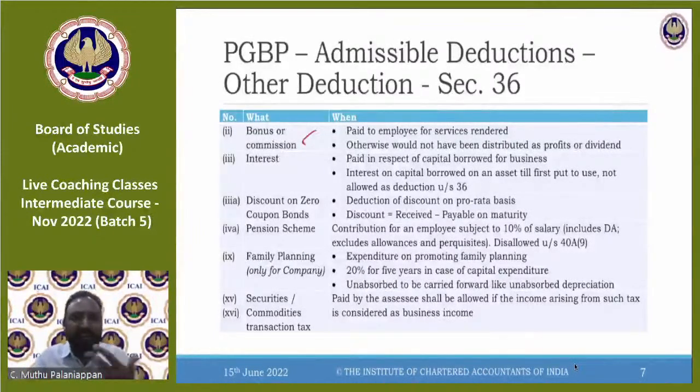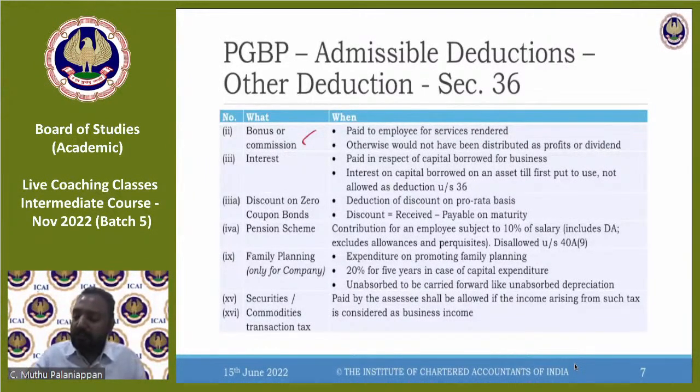How do you identify? It is typically very difficult. Unless you actually audit the books of accounts, you will not be able to understand whether it was a form of profit or actually a bonus. So for exam purposes, for theoretical purposes, for bonus or commission, all you need to understand is if it is paid to an employee for services rendered, it is allowed. So that's what it's about.